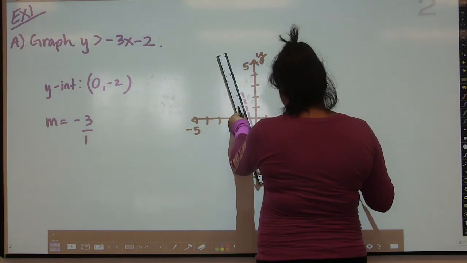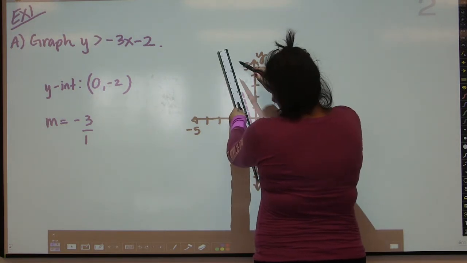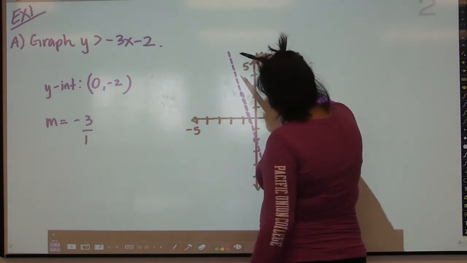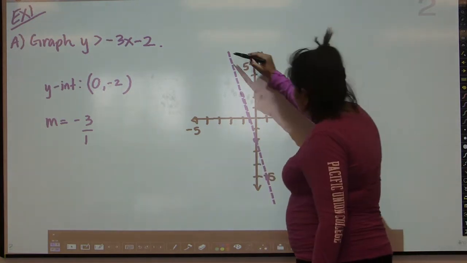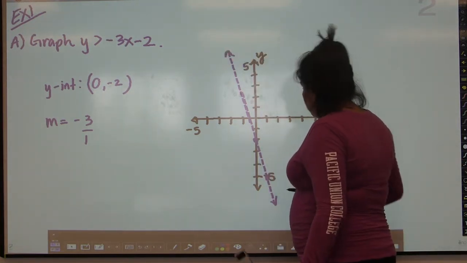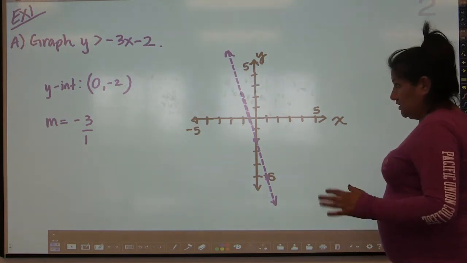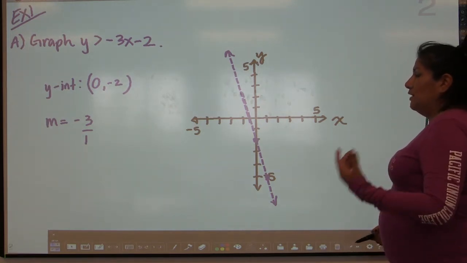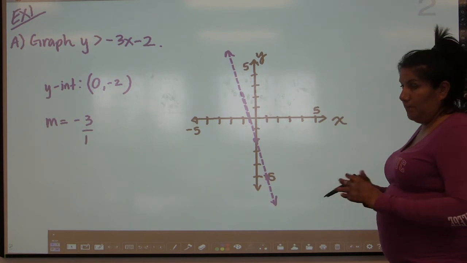So there goes, try to get that lined up right. So there goes my graph. The only part that's left now is the shading. According to what we said earlier, it's greater than, so we want to shade above.